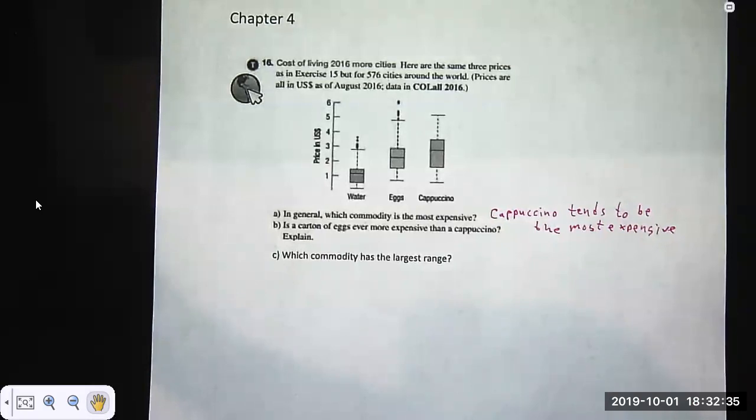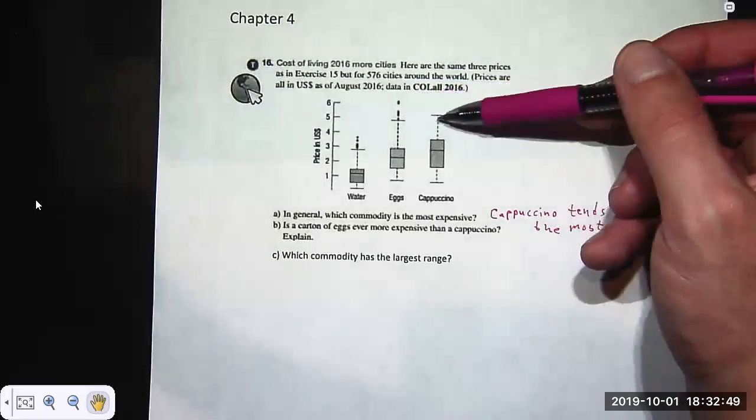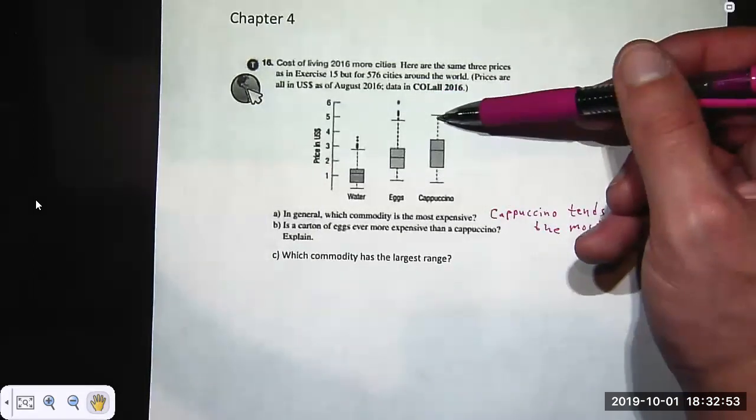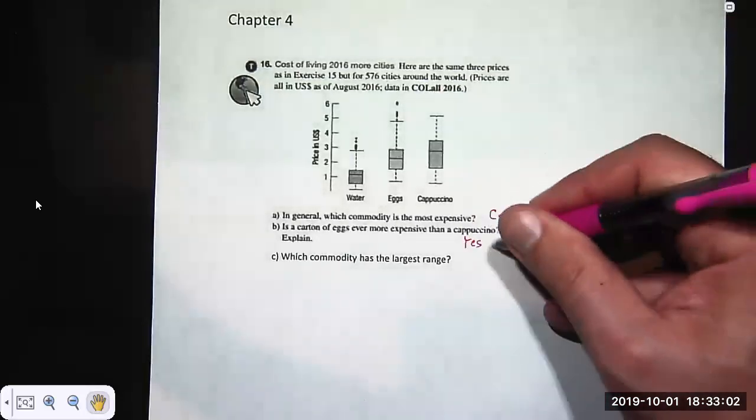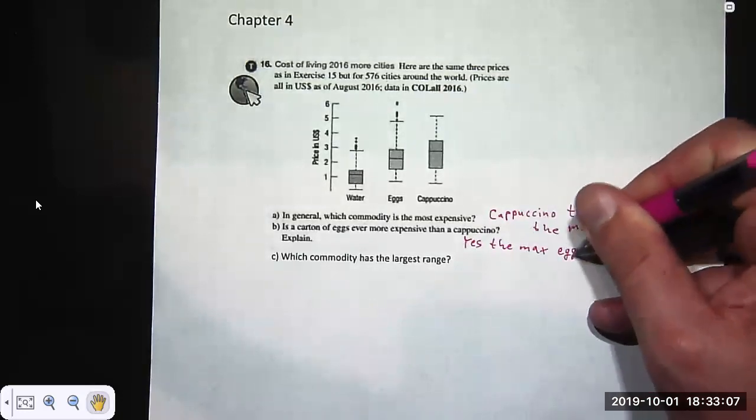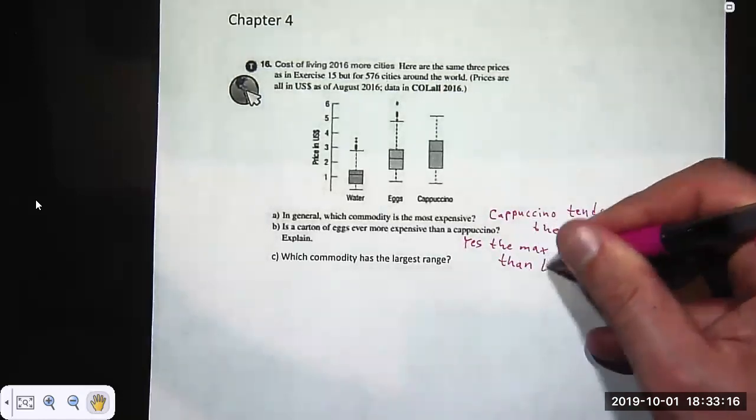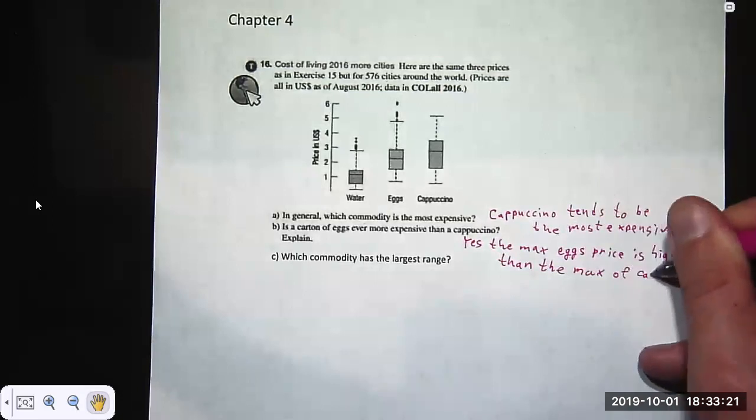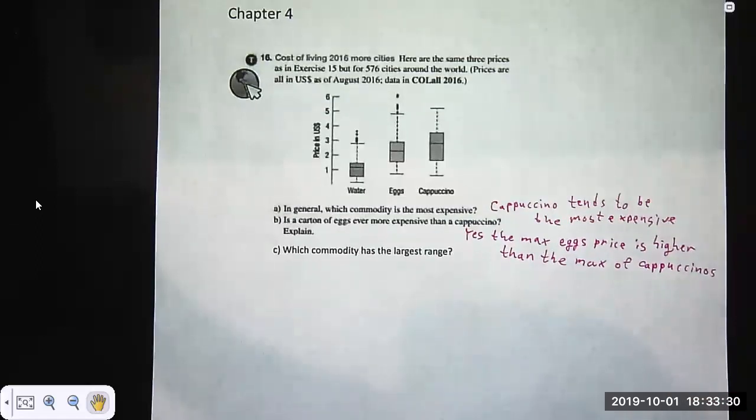All right, and then the next one. Is a carton of eggs ever more expensive than a cappuccino? Yes. Because here eggs has the highest. Whatever country this was in, no matter what point it was with the cappuccino, that was lower than the eggs price for this country. Yes, the max of the eggs price is higher than the max of cappuccinos. You look at the outliers as well. Those are legitimate points. They just have stories attached to them. They're out there, so to speak.